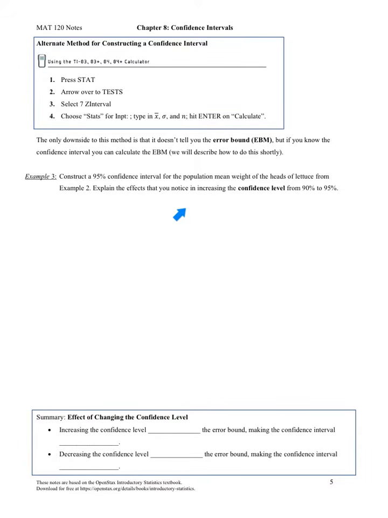lettuce. Go ahead a moment and pause your video and see if you're able to use your confidence intervals to construct a 90% interval and then once again a 95% interval. And if you don't remember the values from example 2, the mean weight for the heads of lettuce was 2.2 pounds, the standard deviation was 0.2, and the sample size was, in this case, 20.